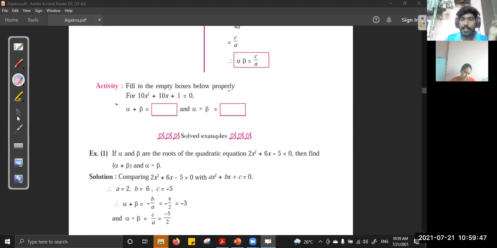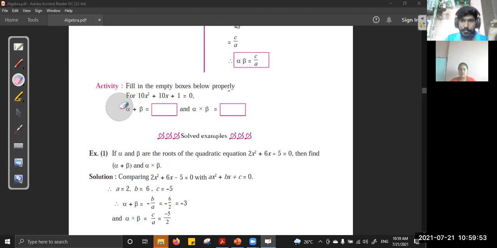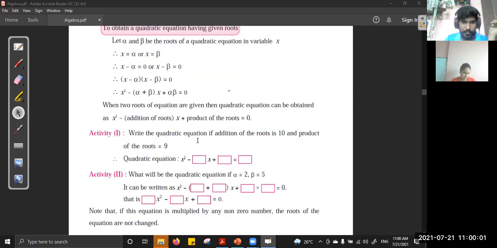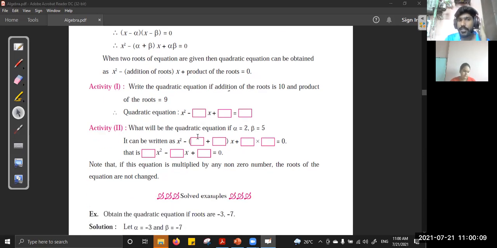So we'll stop here. Practice 2.5 will start in the afternoon at 3. Also page 48 at 3. Write the quadratic equation if the addition of roots, addition of roots means sum of roots, is 10 and the product of roots is 9. So in this box, what will you write? 10. And in this box, you'll write 9. What in the last box? 0. Correct.